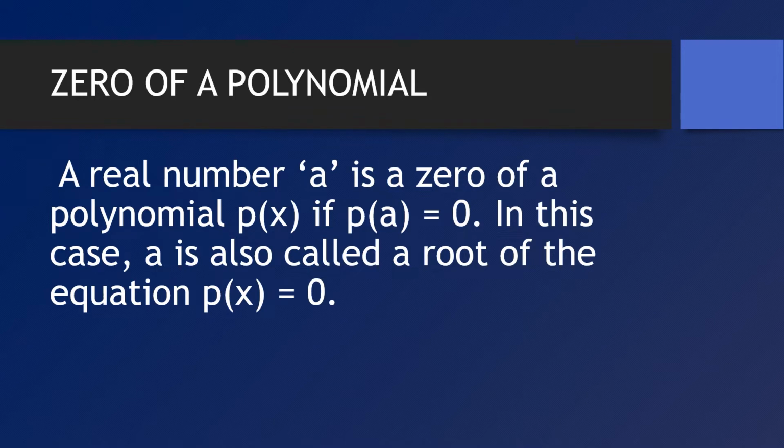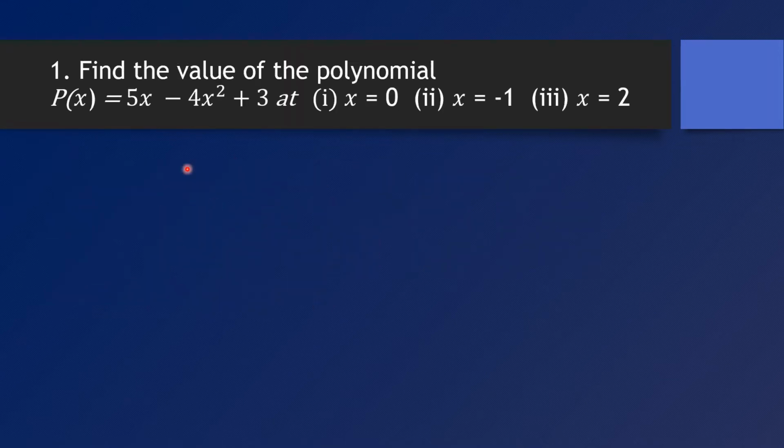Now let's move on to the first question. That is, find the value of the polynomial p of x is equal to 5x minus 4x squared plus 3 at first part x is equal to 0, second part x is equal to minus 1, and third part x is equal to 2. So let's do it one by one. Now here is the given polynomial that is represented by p of x, which is equal to 5x minus 4x squared plus 3.